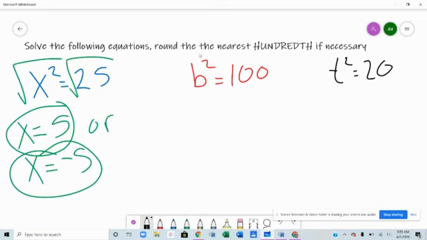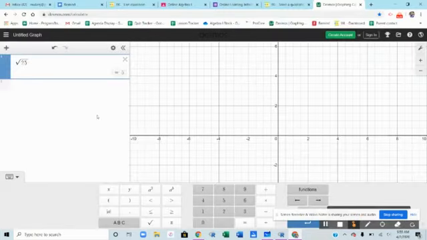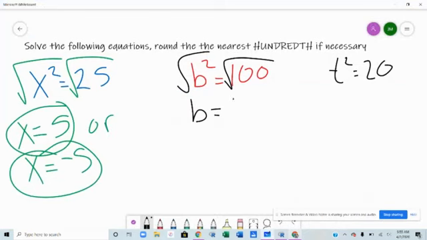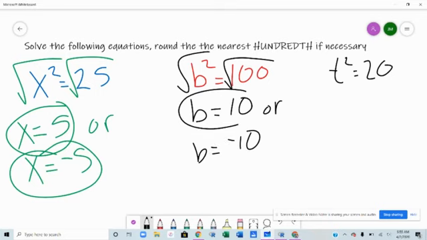Next one, b squared equals 100. So you're going to square root to get rid of your squared. b equals what number times itself gives you 100? Or go back to Desmos and type in the square root of 100. You get 10. So b equals 10 or b equals negative 10. You get your 2 answers.